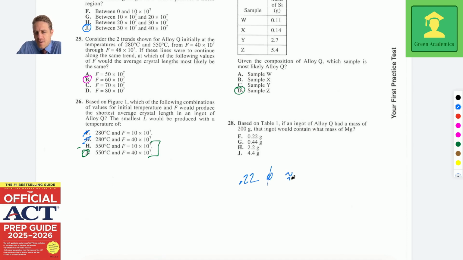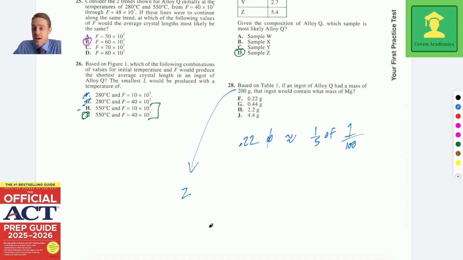0.22%, which I'm going to think of as about 1/5 of 1/100th, right? It's about 1/5 of 1%. So 1% of 200 would be 2, and it's about 1/5 of 2, which is about 0.4, which is G's and girl.